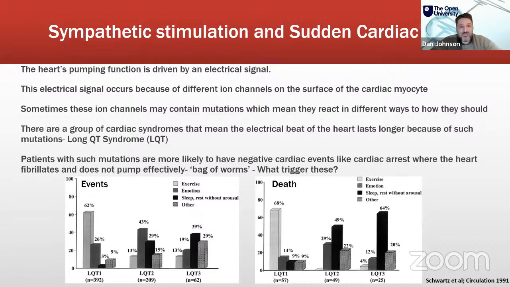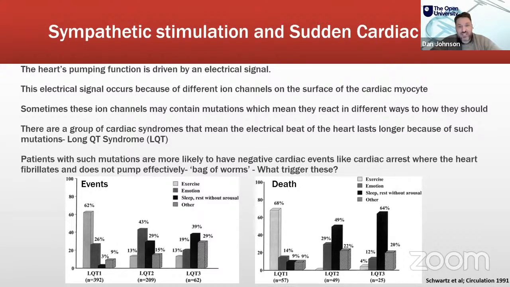However, sometimes these ion channels may contain mutations, which means that they react in different ways to how they should. So maybe what was meant to be a channel that closed very quickly takes a little bit longer to close, or they open at a different voltage to where they should have been opening. And obviously, if you think back to that picture of the action potential that Katja showed right at the beginning, if you start changing the opening and closing of those ion channels, you will also change the shape of your action potential. There's a group of cardiac syndromes where the electrical beat of the heart lasts longer because of these mutations, known as long QT syndromes.